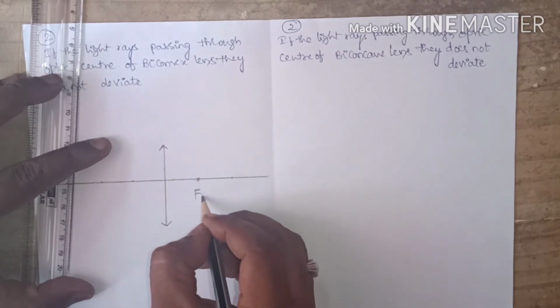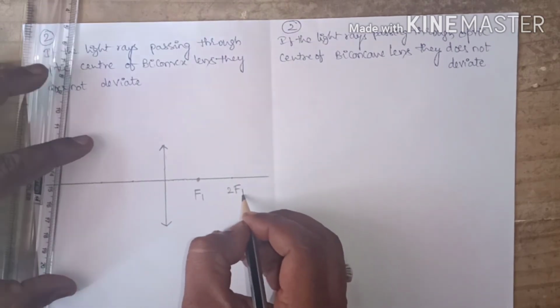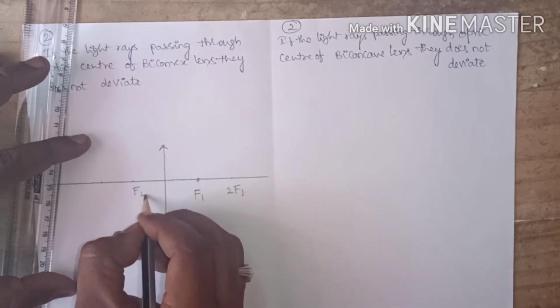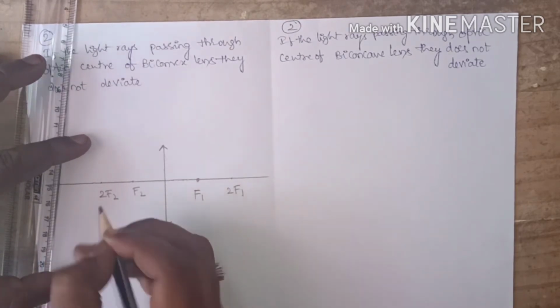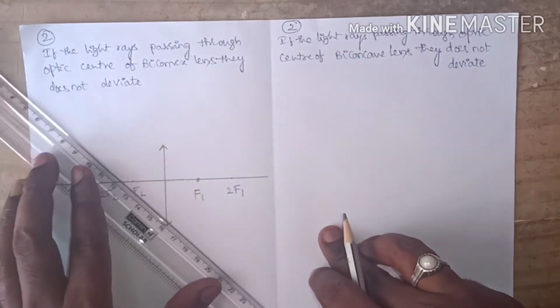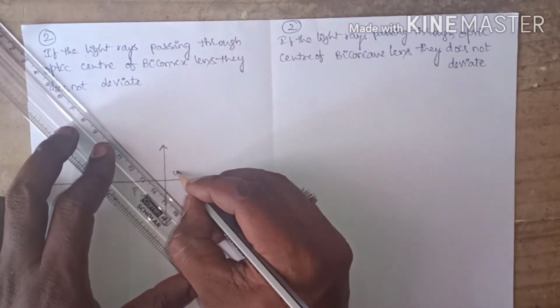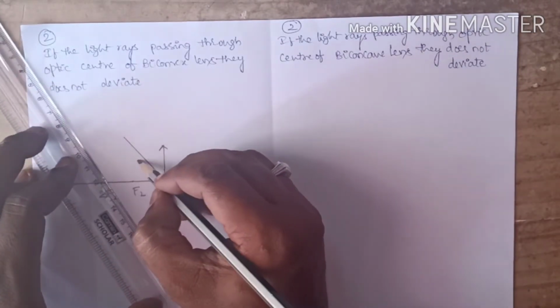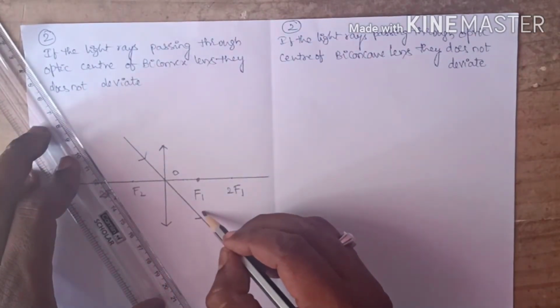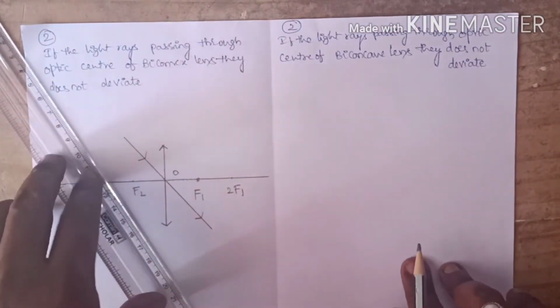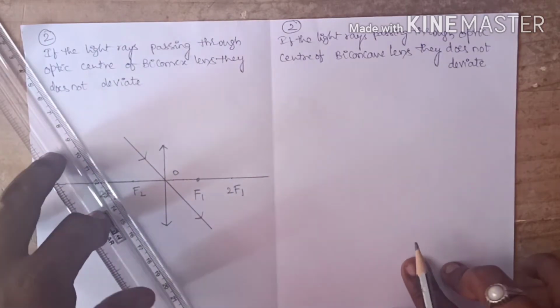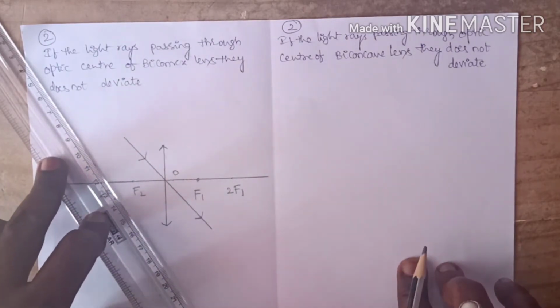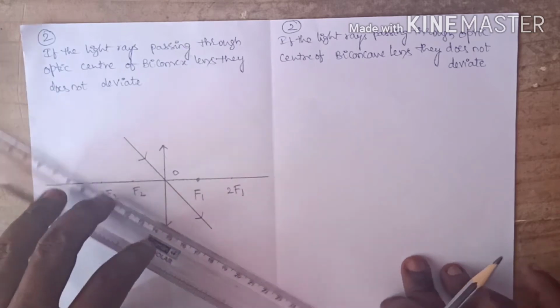This point is F1 and 2F1, F2, 2F2. Now the light rays traveling through the optic center are undeviated. Means they travel without any deviation. That means they do not undergo the process of either convergence or divergence.